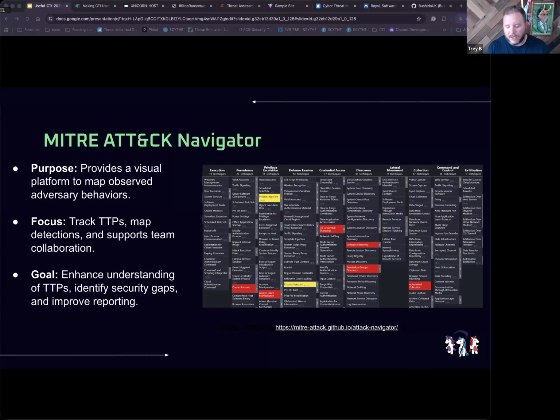And again, we're not trying to play MITRE card bingo. We're not trying to cover the whole map, as they say. We're just trying to visually represent the data that we're wanting to share with our audience.